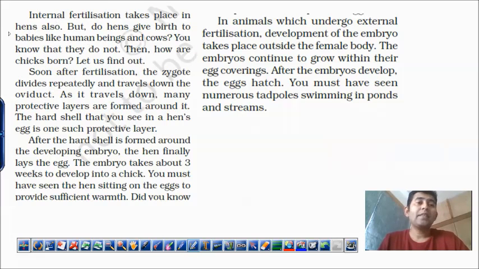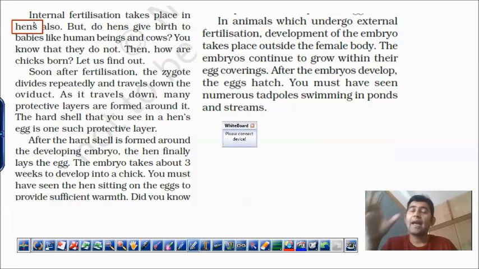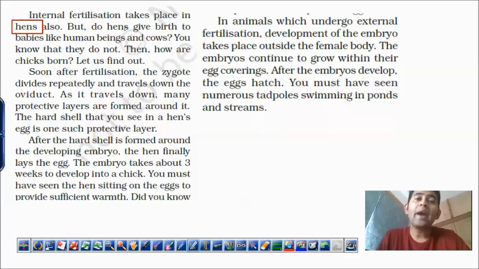Internal fertilization takes place in hens also. मुर्गी hen में internal fertilization होता है. मतलब the sperm enters the female body and fertilizes the egg. But do hens give birth to babies like human beings and cows? No. You know that they do not. Then how are chicks born? Let us find out. Soon after fertilization, the zygote divides repeatedly and travels down the oviduct. As it travels down, many protective layers are formed around it. The hard shell that you see in the hen's egg is one such protective layer.